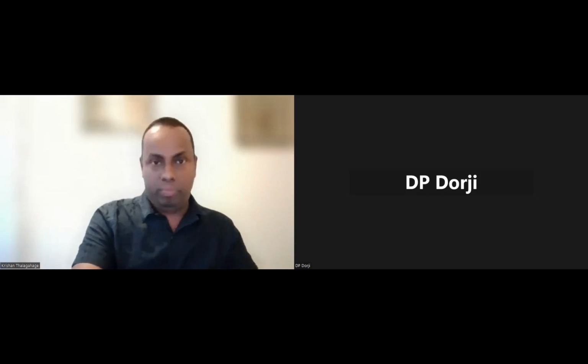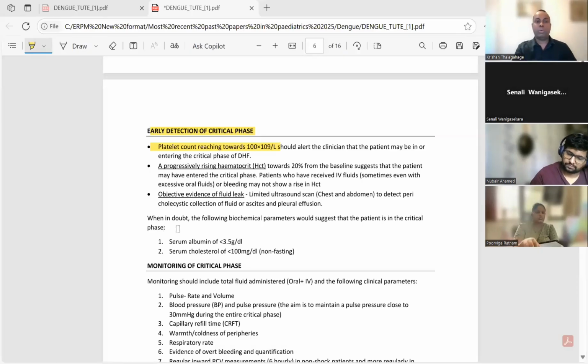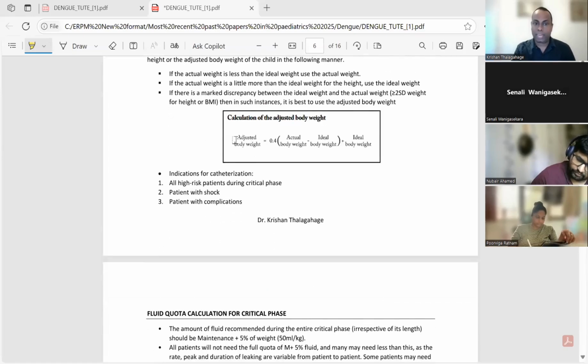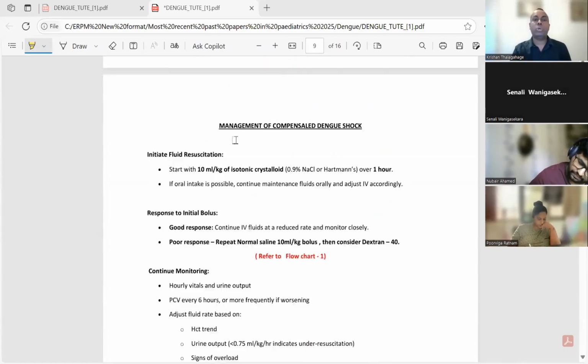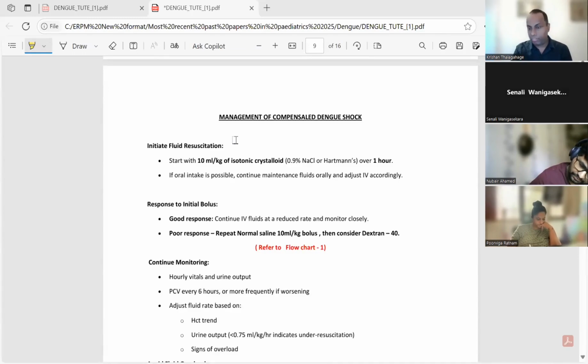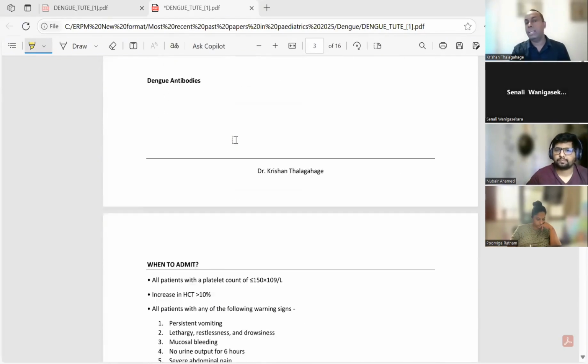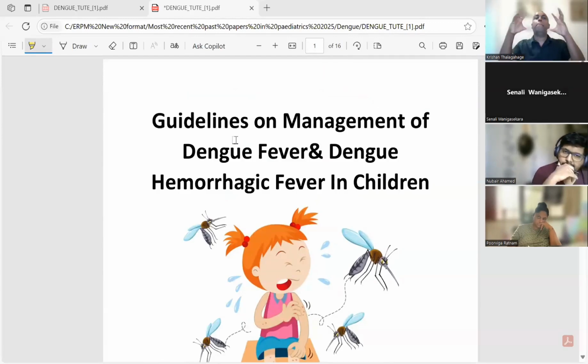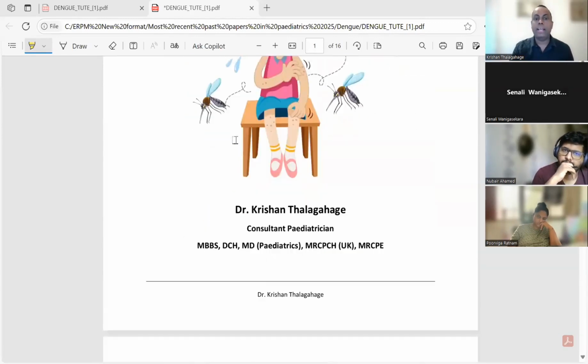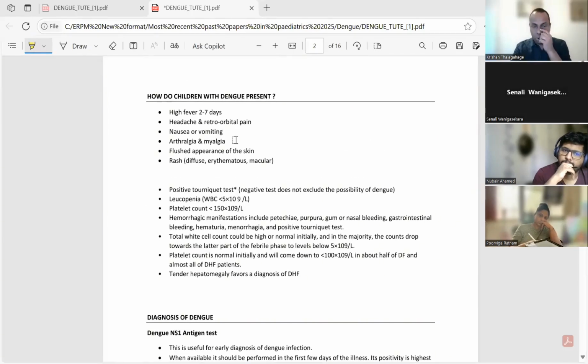Right. Okay. So now where are we? We know how to take the history, how to examine the child, and what investigations we are going to do. Now, if we go back to our document, we now know the features of the critical phase of dengue, and we also know the features of shock. Now, what are we going to do? Now we need to know how to manage. If we look at the management, how do children present?